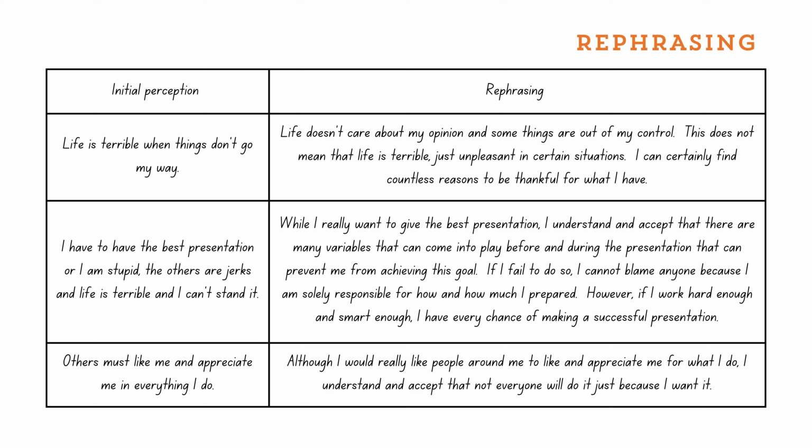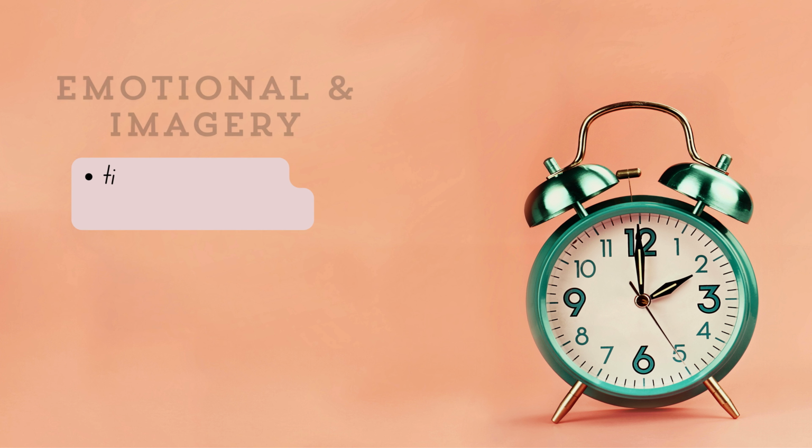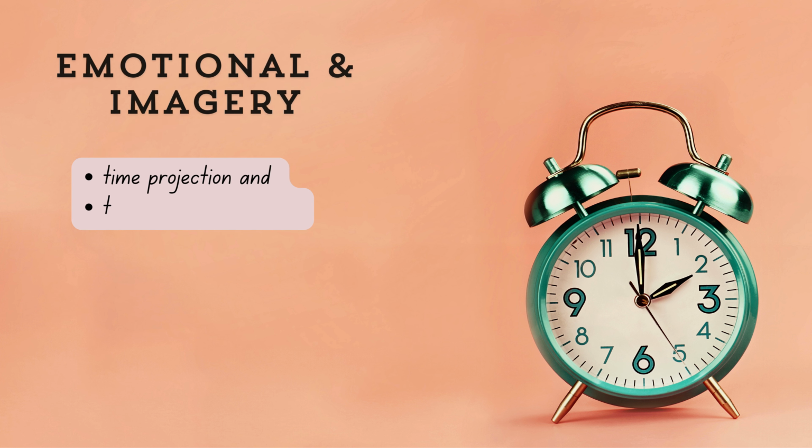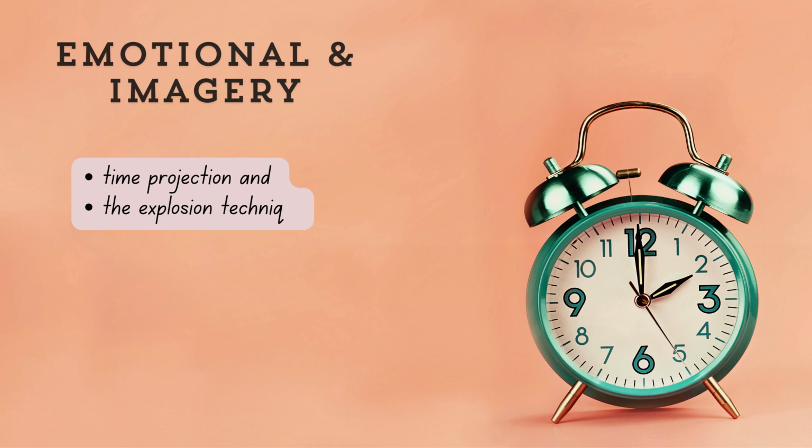In the initial perception, one might think that life is terrible when things don't go my way, while rephrasing that thought would say that life doesn't care about my opinion, and some things are out of my control. This does not mean that life is terrible, just unpleasant in certain situations. I can certainly find countless reasons to be thankful for what I have. Feel free to pause here and read all the examples and the way they are rephrased through this technique, and then apply the new learned skill to your situation. Moving on to the emotional and imagery techniques, we have the time projection or the explosion technique.